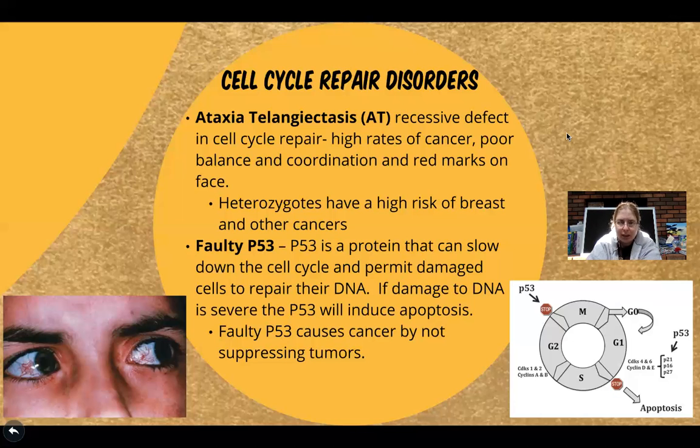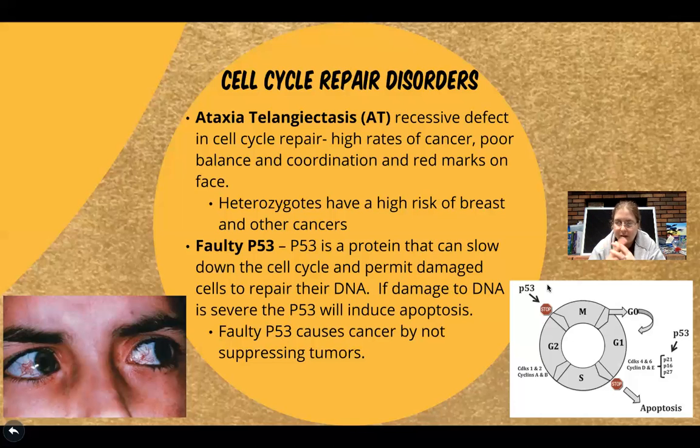Faulty P53. So first, if we're going to talk about P53 and how it affects us when it's faulty, let's talk about what it does when it's not faulty. It is a protein that can slow down the cell cycle and permit damaged cells to repair their DNA. So remember, we said that there are ways that the cell can actually check itself to make sure everything went fine. During those checks, P53 is going to be created and is going to check the cell, check the DNA, make sure everything is going smoothly.